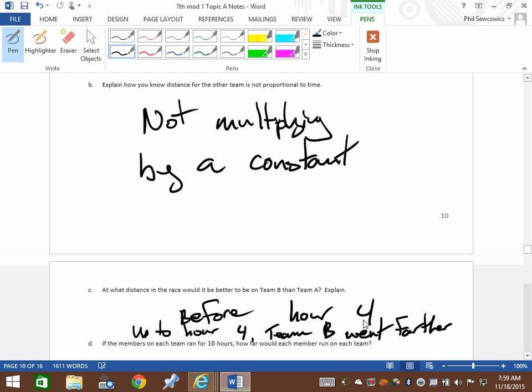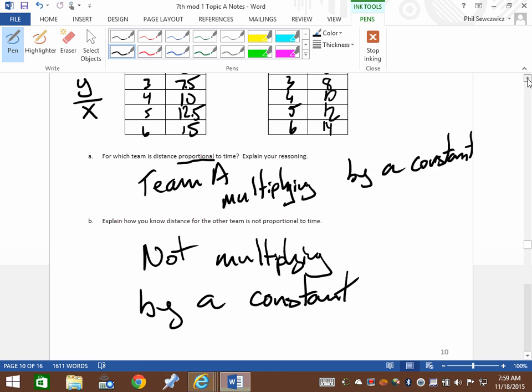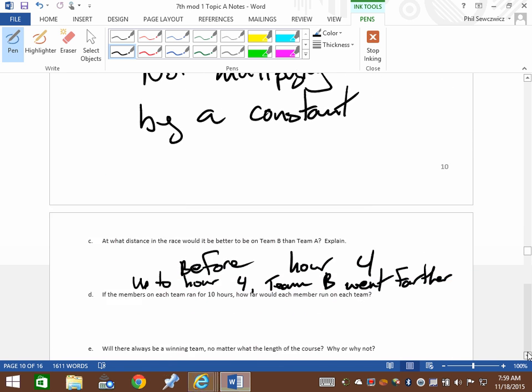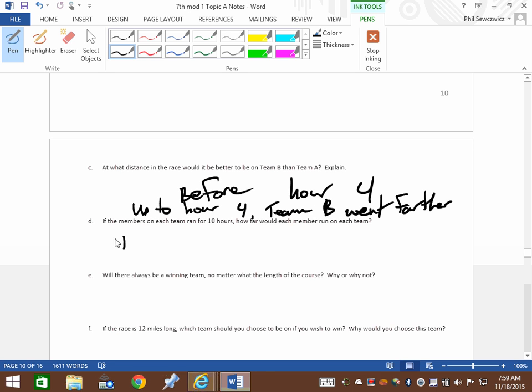All right. So let's look at part D there. The members of each team ran for 10 hours. How far would each member run on each team? So we can continue the table there if we want. And again, keep on going. Now, this one's nice because it's a constant, so we can just multiply. So 10 hours, and we know the constant was 2.5. So for team A, 10 hours, we know the constant is 2.5. So how far? 25 miles.